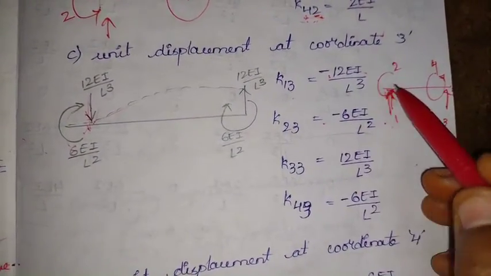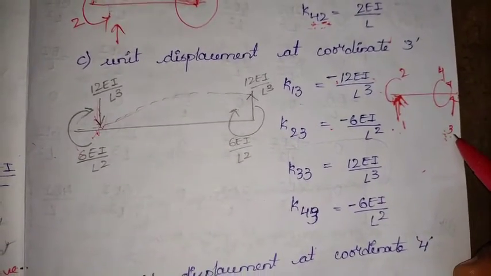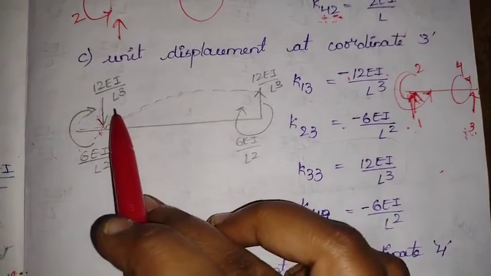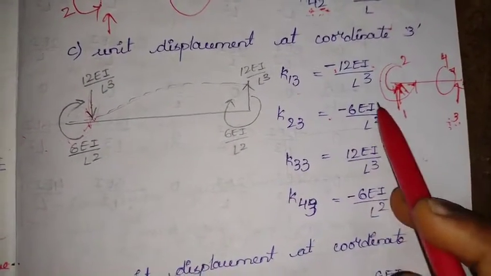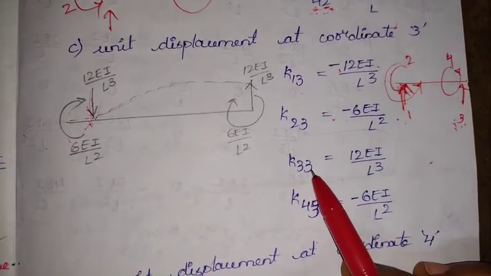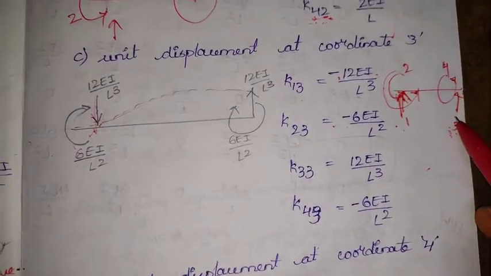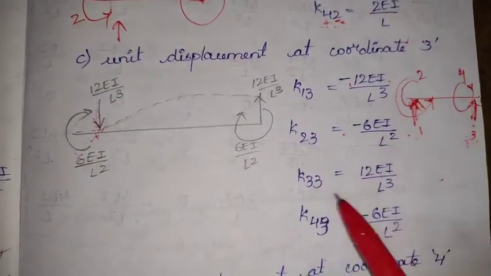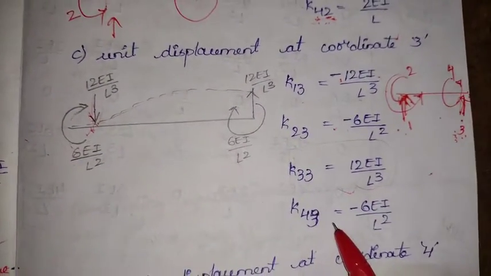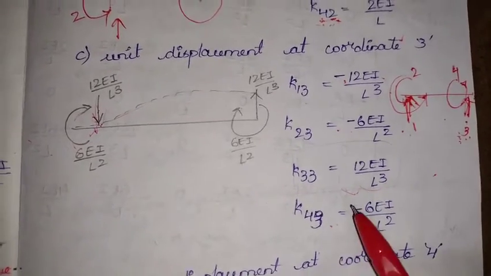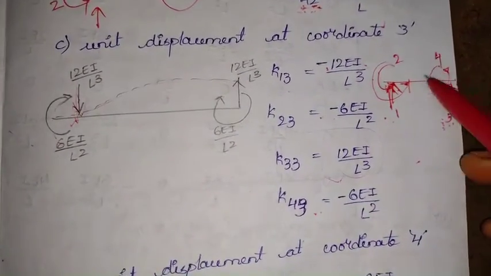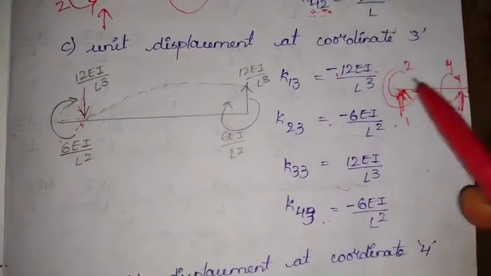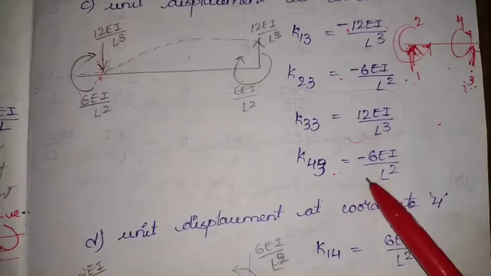K23, 2 and 3, moment and reaction. The moment is in the opposite direction, we have considered it to be anti-clockwise, but here it is clockwise, so it is negative. Formula is 6EI by L square. K33, both are reactions and both are in the same direction. This is also upward and this is also upward, so it would be 12EI by L cube. K43, 4 is nothing but the moment in anti-clockwise direction, but whatever we got here is clockwise, so it is opposite, we are taking negative 1. Formula is 6EI by L square.